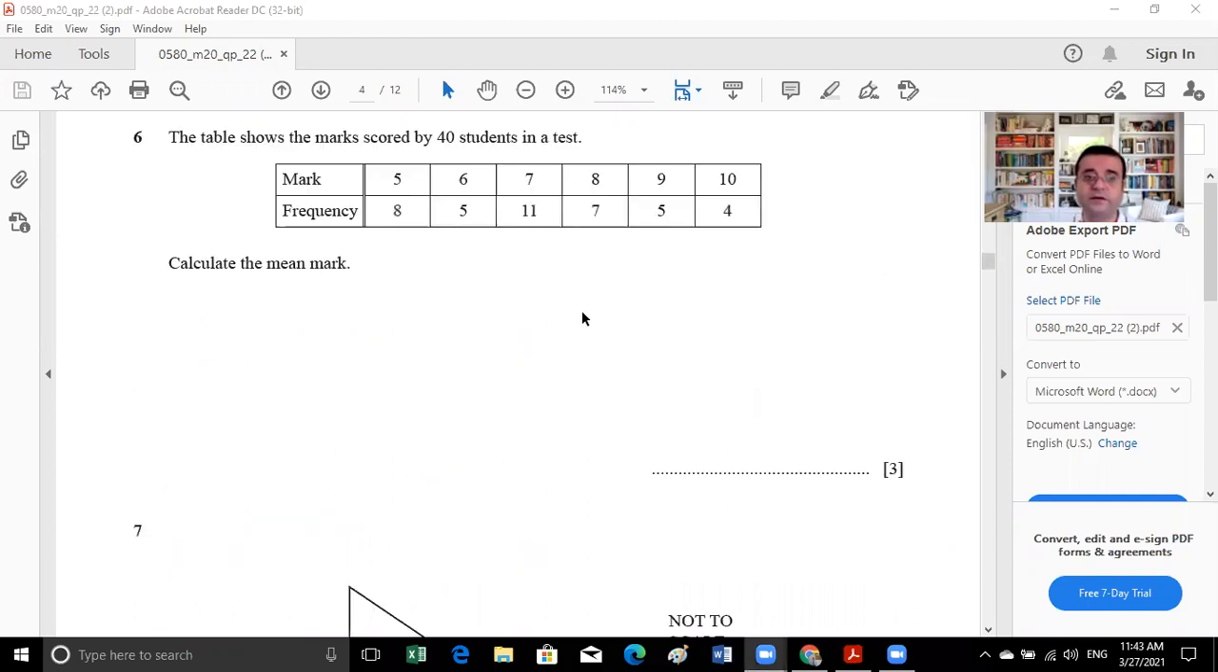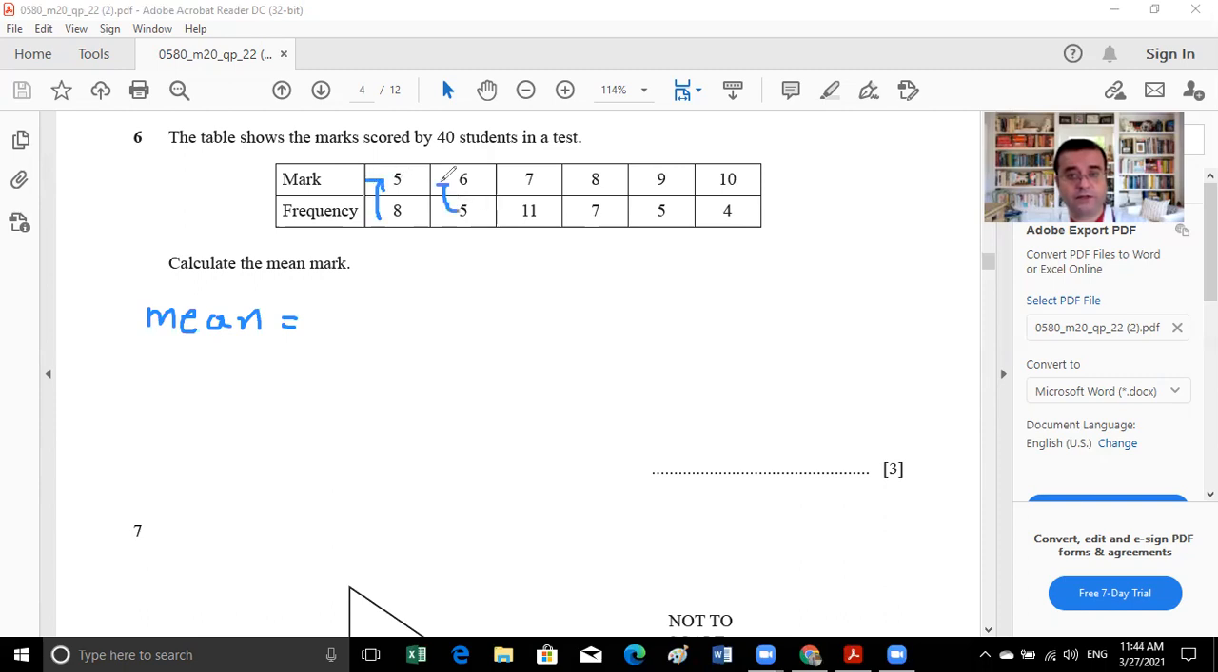Here, the tuition marks scored by 40 students. Remember this number. You need it. The total, okay, 40. So how do you find the mean? How do you find the mean? Divide 40 by 2? No. We need to find the midpoint. No. We need to find the fx. The mean equals the sum of fx over the sum of f.